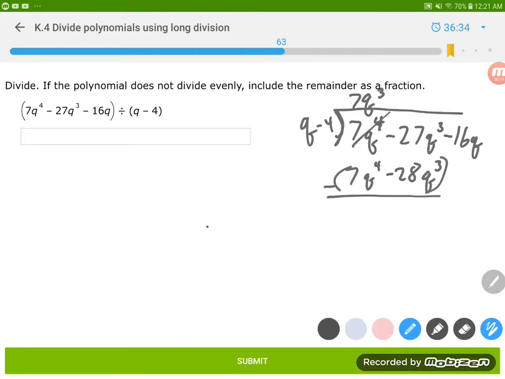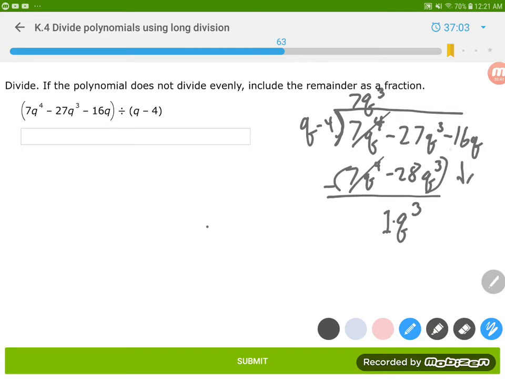And we see these guys will cancel. That's good. And we have negative 27 minus negative 28. So minus negative will be a positive, and this will generate q, and it's actually just 1 q to the power of 3. Right? You could even write the 1 in front if that makes you feel better. But 1 q to the power of 3.